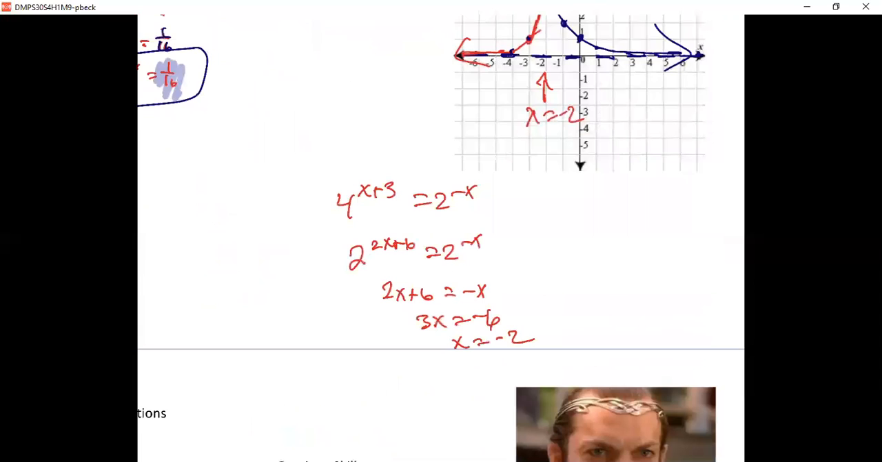And so if we solve this algebraically, you can see that we set the two equations equal to each other, and then x ends up equaling negative 2, which, as I said, we saw before, but this is kind of like a nice way of showing why it actually works that way.